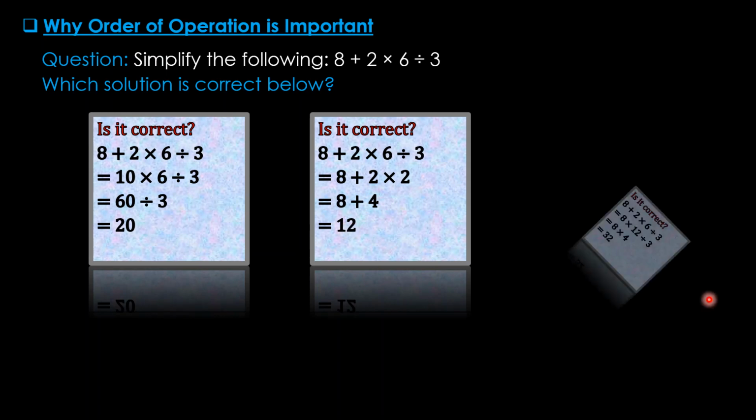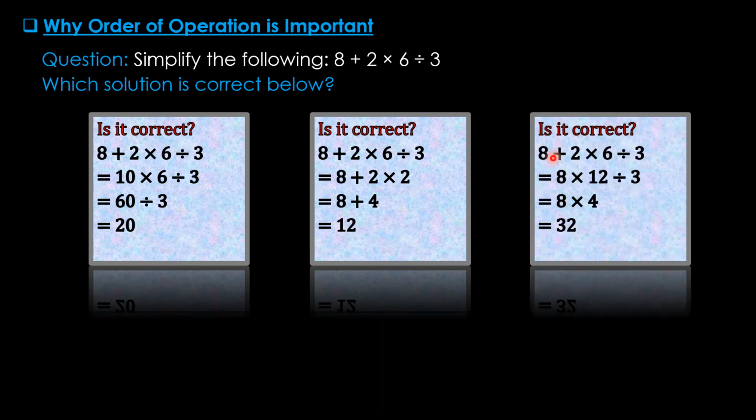And the last solution is like this: 8 plus 2 times 6 divided by 3. What we are doing here, we are multiplying 2 times 6, which is 12, first, then we are dividing by 3, so we get 4 here. 8 plus 8 times 4 equals 32. Now the question is, which one is correct, which one is incorrect? Let's see.